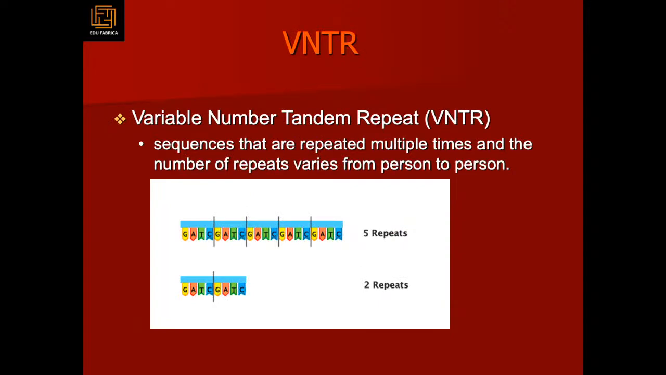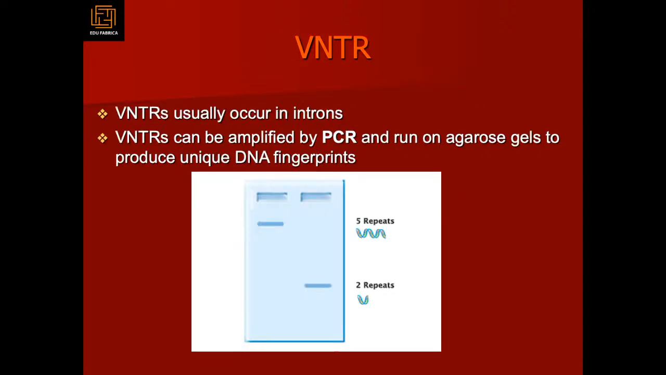I will not repeat that. Then there are VNTRs, variable number tandem repeats, which are sequences repeated multiple times, and the number of repeats varies from person to person. In the first one there are 5 repeats, in the second there are 2 repeats. VNTRs usually occur in introns and can be amplified by PCR and run on agarose gels to produce unique DNA fragments. Here the 5 fragments show like this and the 2 fragments show like this.